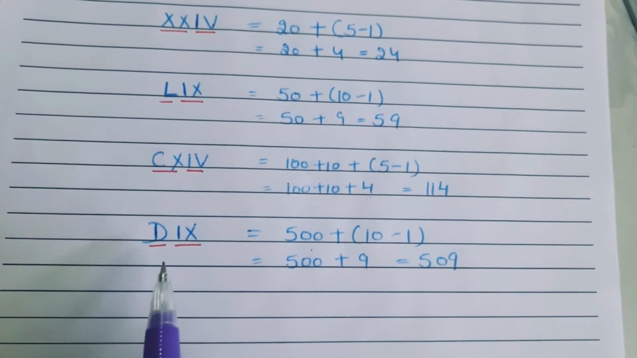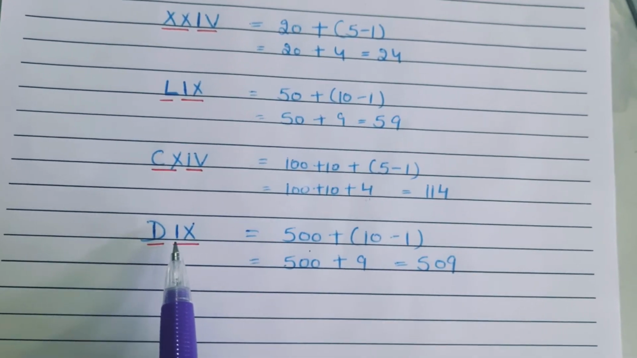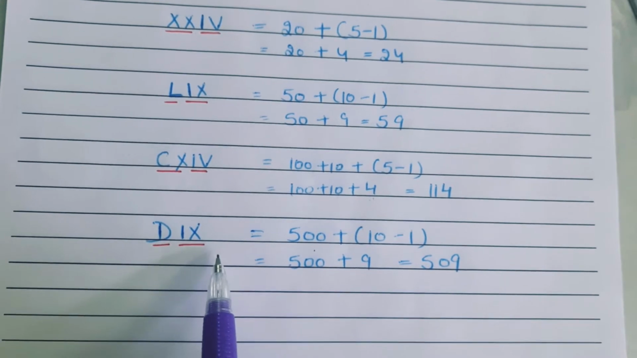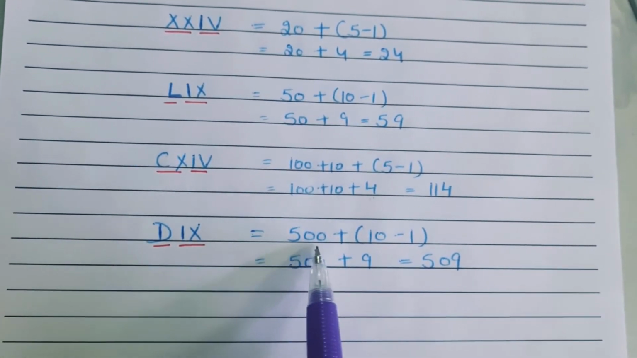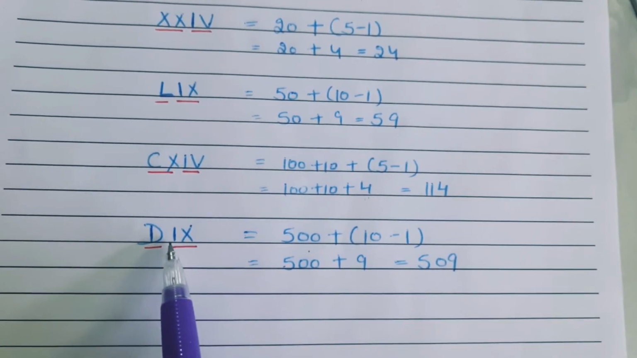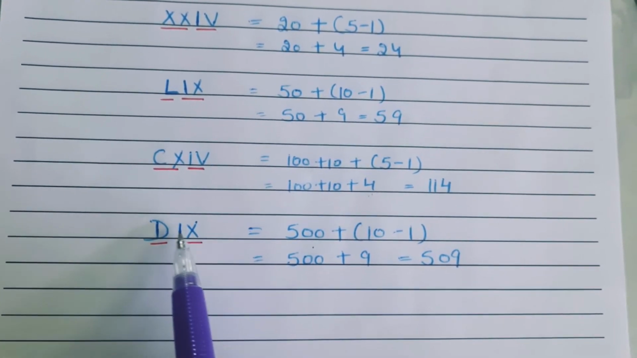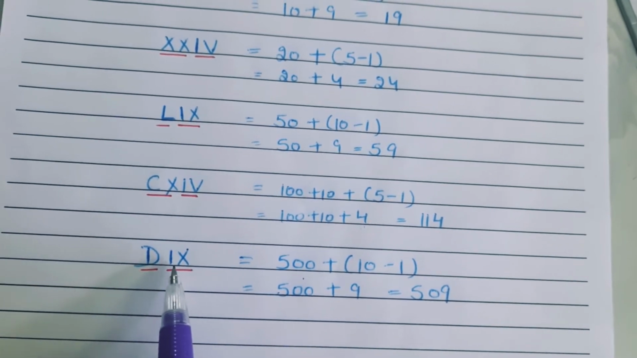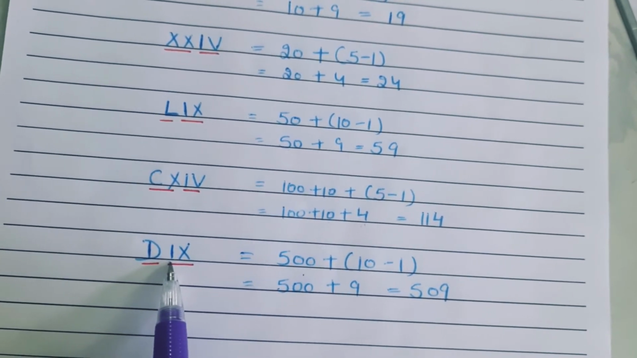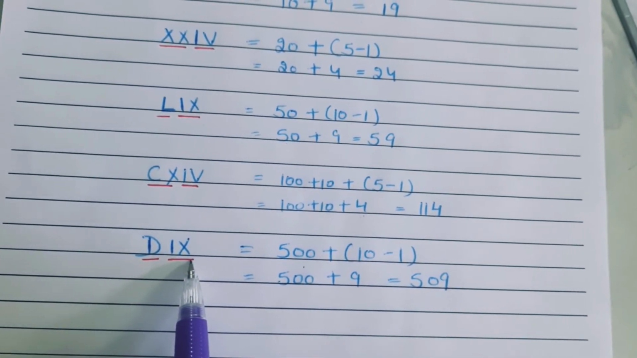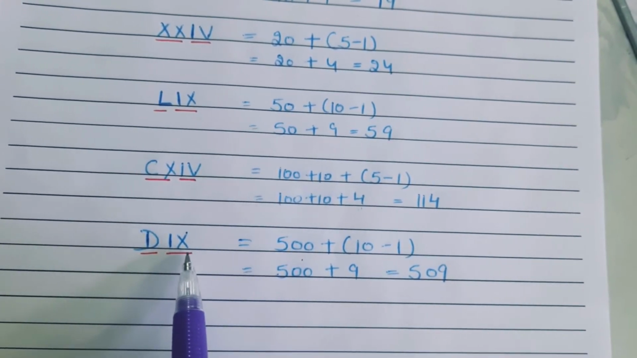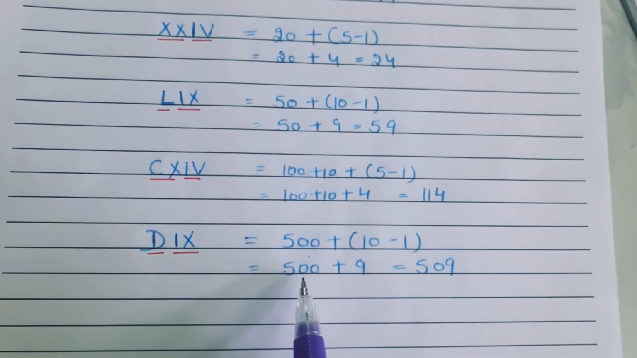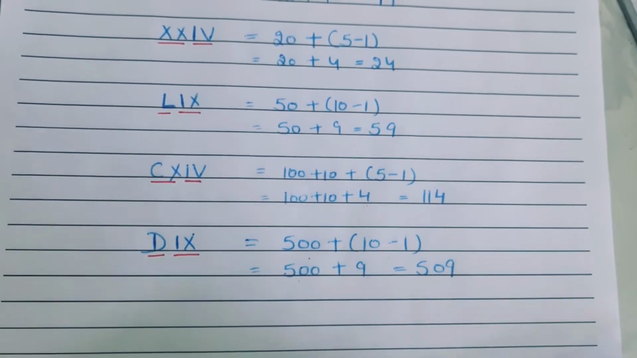The next example is DIX. Here D is equal to 500, I equals 1 and X is 10. Firstly we write 500, which is the value of D, and IX means 10 minus 1, because according to our rule number 3, if a smaller number is on the left hand side and the greater number is on the right hand side, we subtract the smaller number from the greater number, which is 10 minus 1 equals 9. So it becomes 500 plus 9 equals 509.